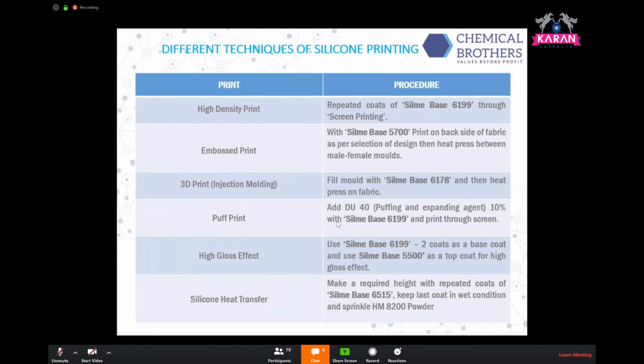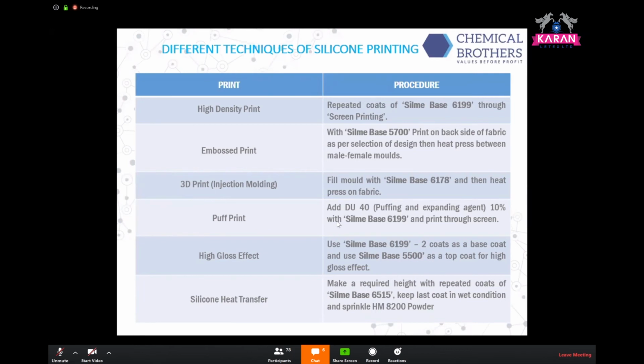Next, we have an embossed print. In embossed print, we can use Silme 5700. We just print on the backside of the fabric as per the selection of design. Then heat press between the male and female, and we get the embossed print with the help of that 5700 ink.